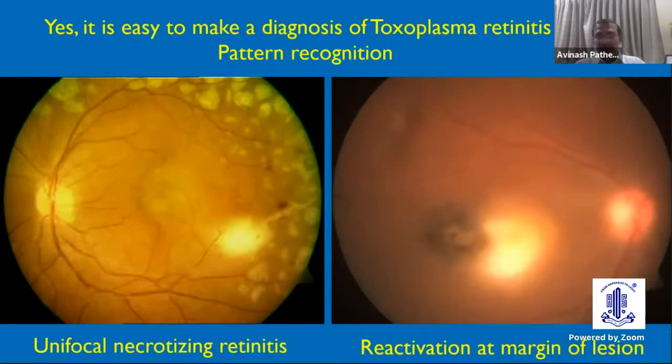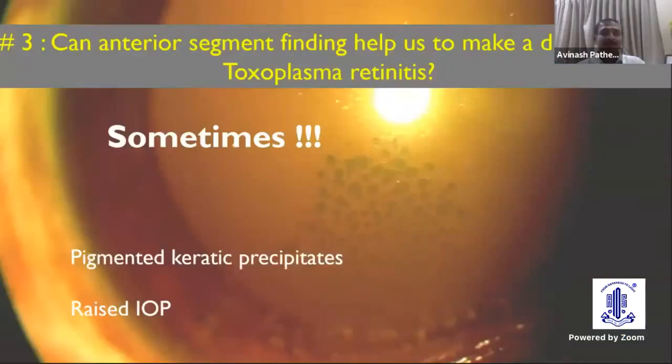to make a clear-cut diagnosis. Having said that, not all cases of toxoplasmosis present adjacent to a hyperpigmented scar. Sometimes you can get a unifocal necrotizing retinitis like the one you see on the left-hand side. Many times these retinitis patches are just about the size of the disc or a little smaller than the size of the disc. So that's how one can make a diagnosis of toxoplasma retinitis. It's a unifocal necrotizing retinitis which may or may not be adjacent to the scar. So pattern recognition is very important to make a diagnosis.